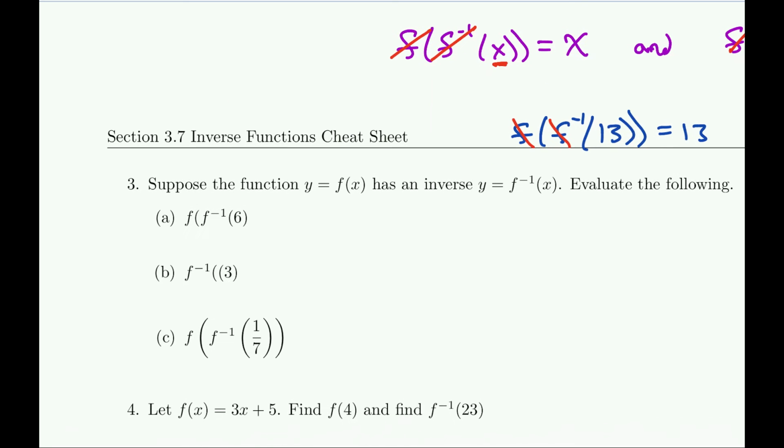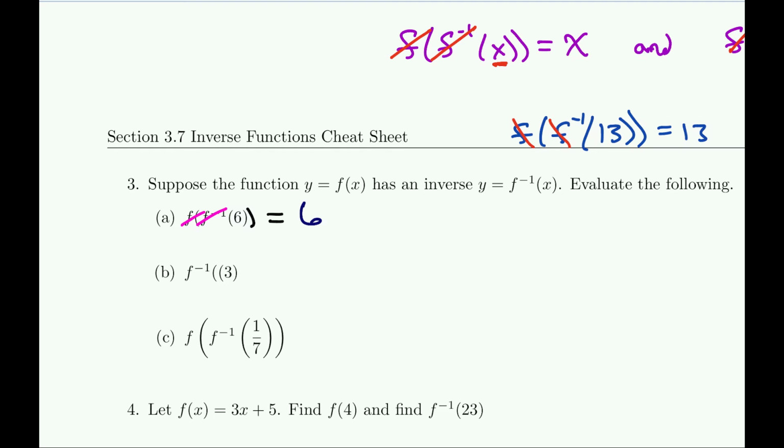And that's what's going on here. At least it would if I had not so many typos. So like here, this one says f of f inverse of 6. And you should just go, what is that? Well, f of f inverse of 6 is obviously going to be 6.